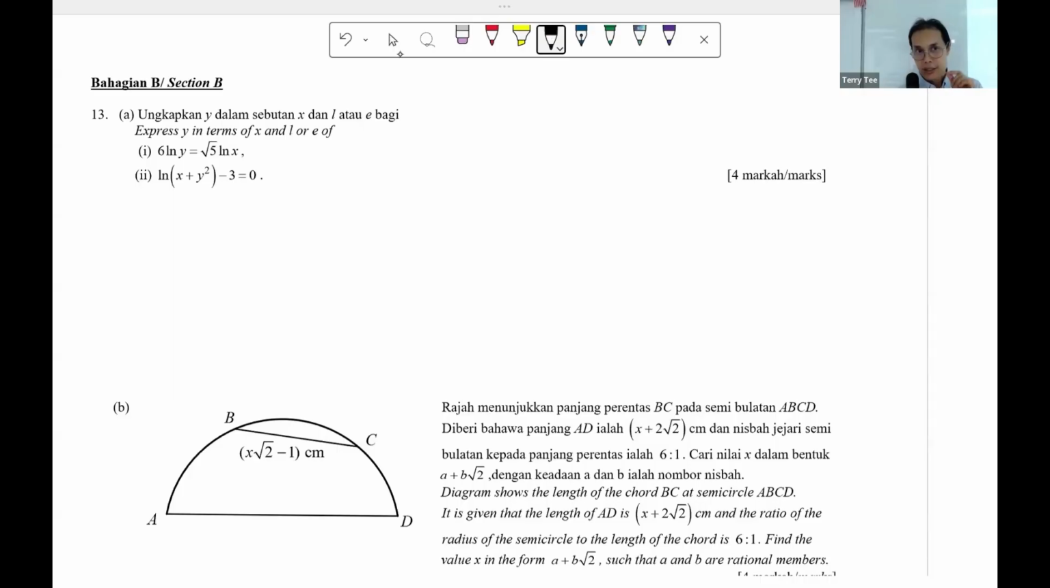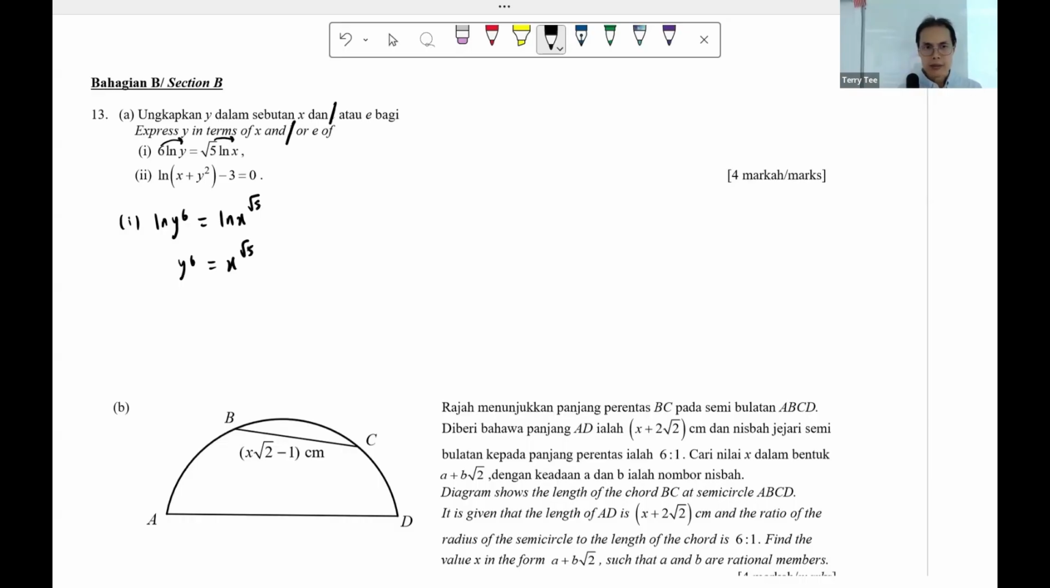Section B, this is express y in terms of x, in or e. Okay, the first one I'm going to give you a logarithm. How to get a logarithm? Bring the power: ln y power 6 is ln x power square root 5. I bring up, right? Now I know this question is very weird because you have a square root 5 there. Actually, the power for logarithm can transfer up. So your y power 6 is x power square root 5.